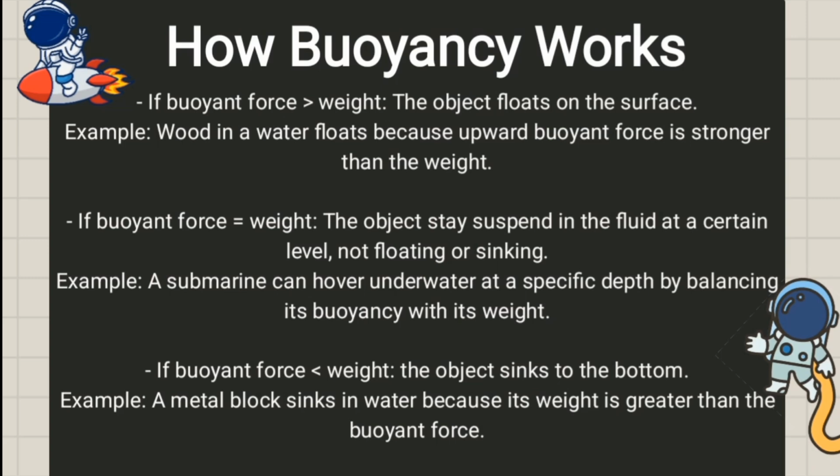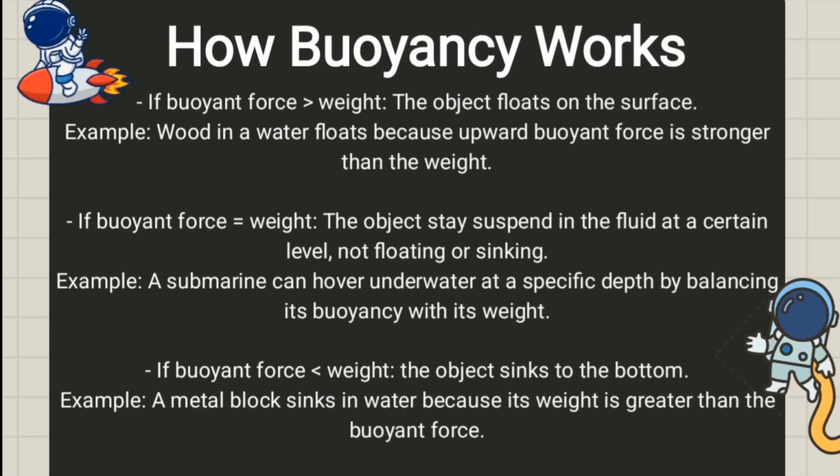Next, if the buoyant force equals the object's weight, the object stays suspended in the fluid at a certain level, not floating or sinking. For example, a submarine can hover underwater at a specific depth by balancing its buoyancy with its weight. And if the buoyant force is less than the weight, the object sinks to the bottom. For example, a metal block sinks in water because its weight is greater than the buoyant force.